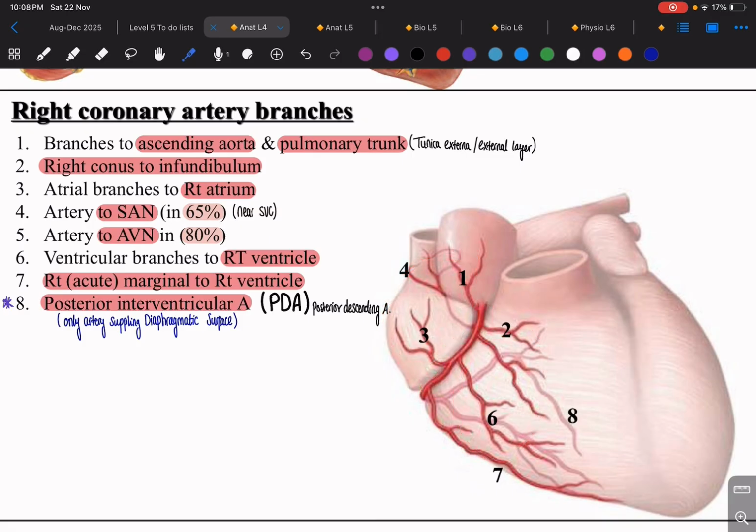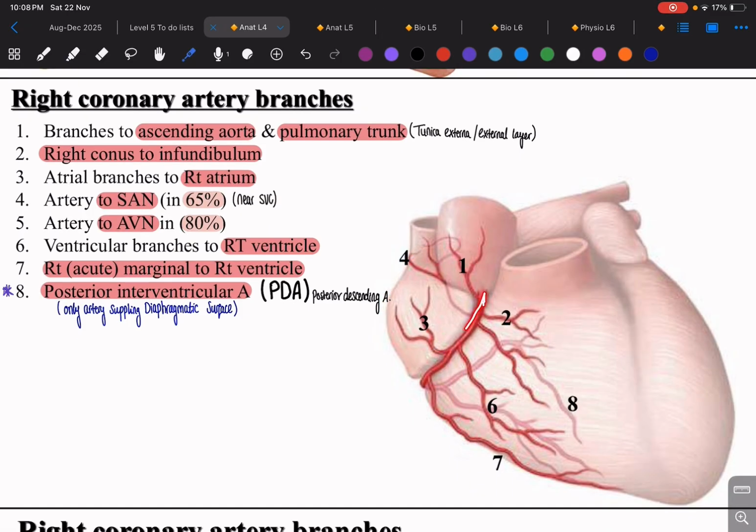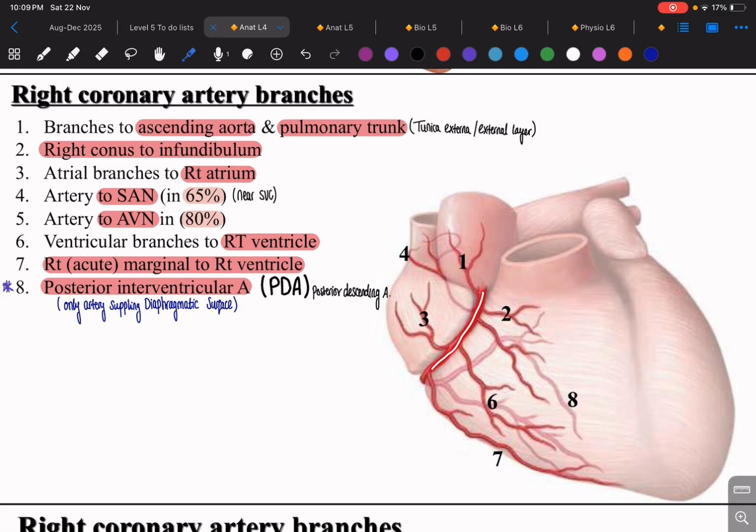So logically, once we have this groove, this artery is going to supply everything around it. Look, it's giving branches everywhere around it. It's supplying everything around it. So what's going to be around it? Initially, this is the pulmonary trunk. This is the ascending aorta and this is the superior vena cava. So the first branch is going to go to the ascending aorta and the pulmonary trunk because they are the two closest structures to it. So the first branch that's going to come out from the right coronary artery is going to be to the ascending aorta and to the pulmonary trunk.